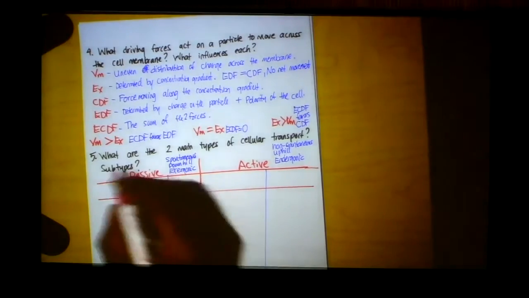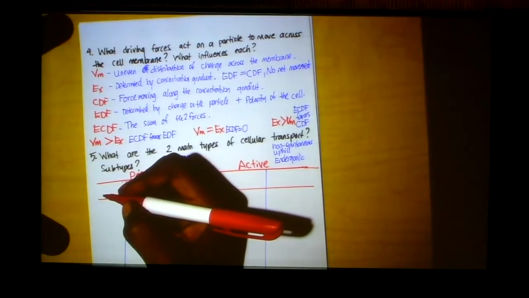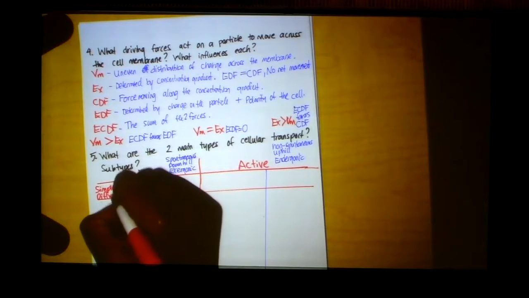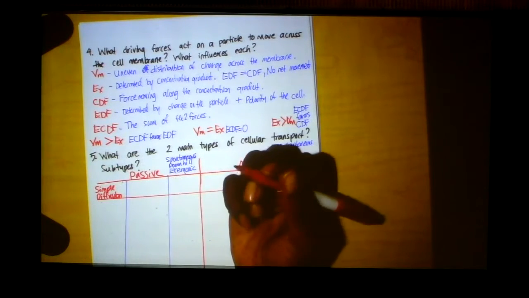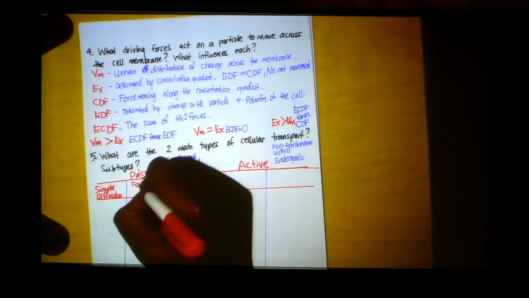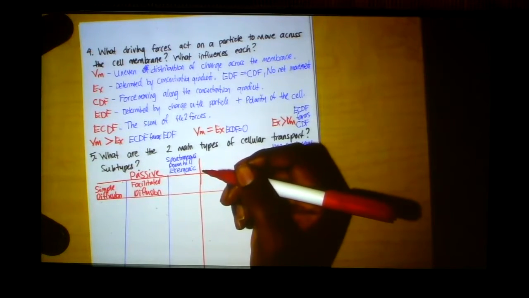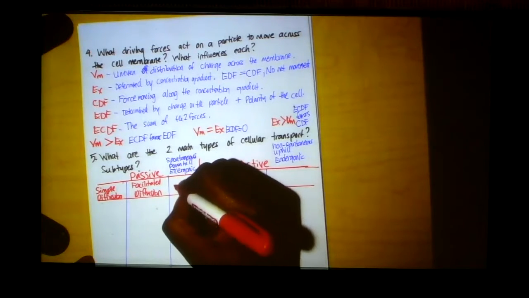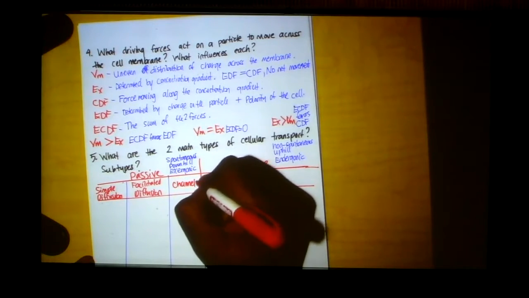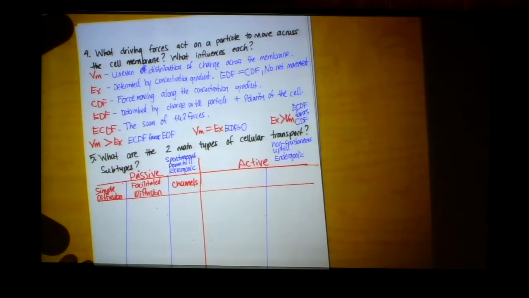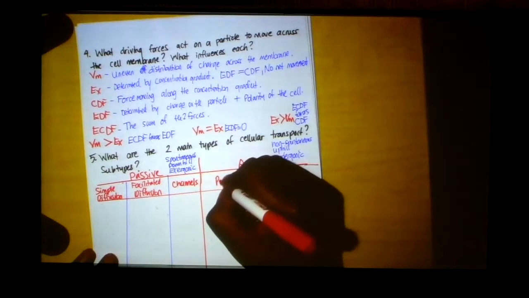So what were the 3 types we spoke about? Simple diffusion, and then facilitated. Yep, and then we spoke about another type, moving through channels, right? Facilitated through channels. Good. And then active transport, we talked about 2 main types. Very simply, what were those? Primary and secondary.